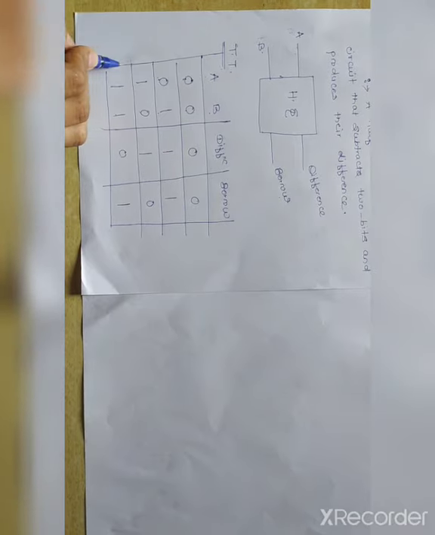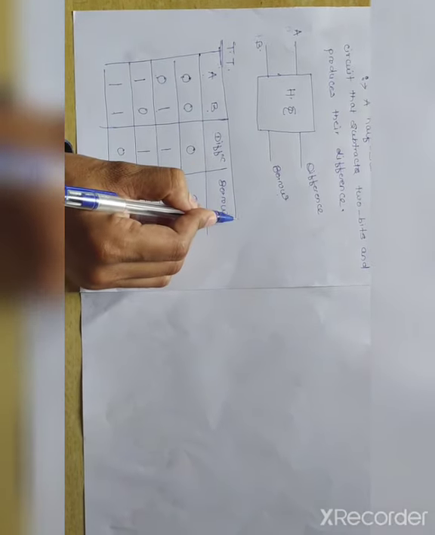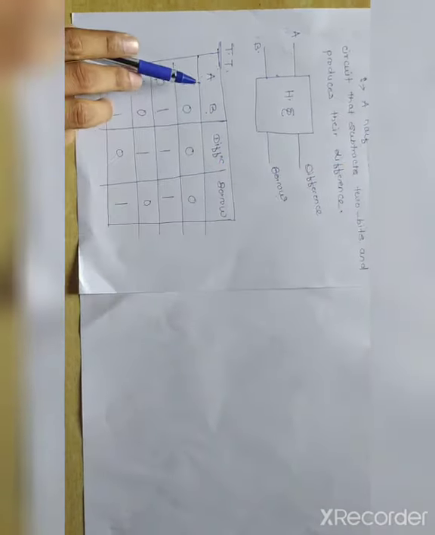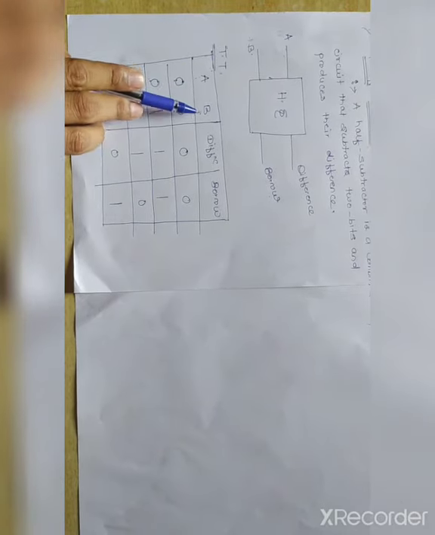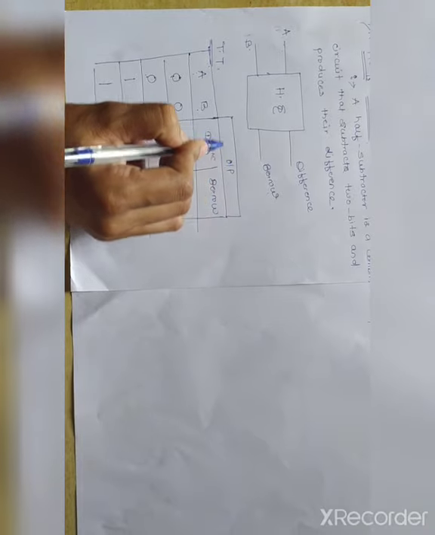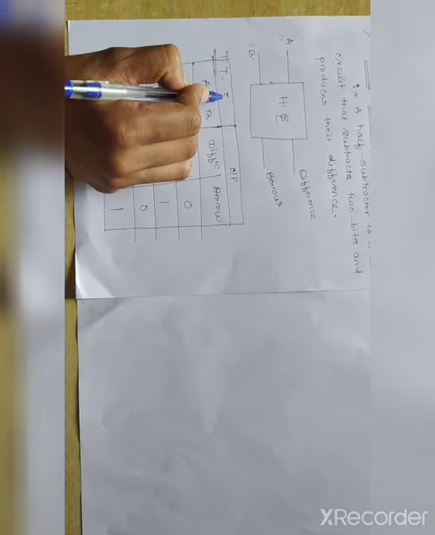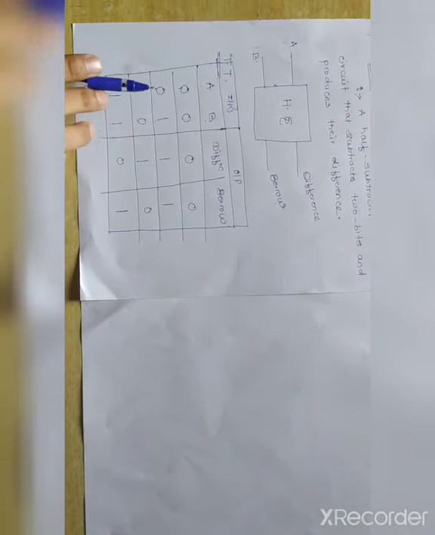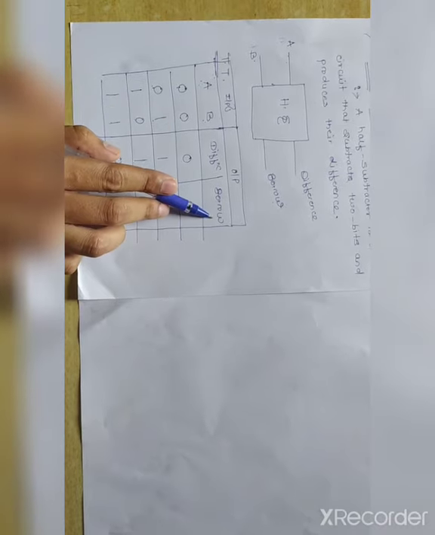This is my simple truth table for the half subtractor. It consists of two inputs, a and b, and these are my outputs. You can write here that this is the output, and this is the inputs.